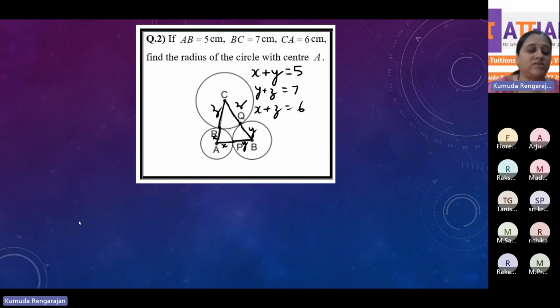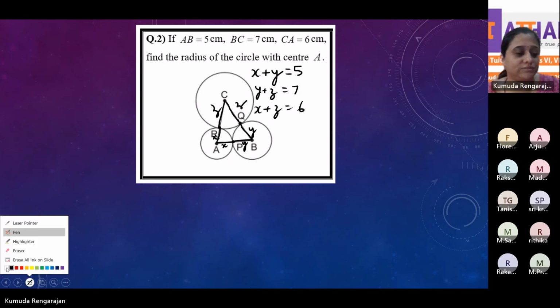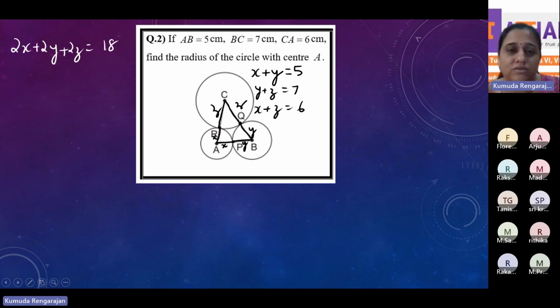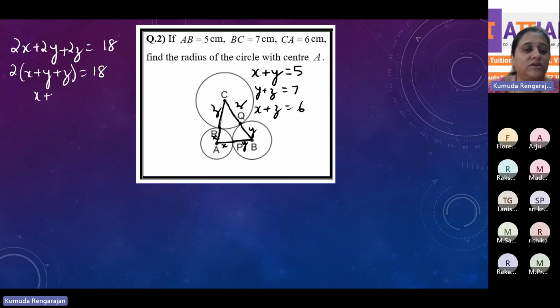So now we have constructed 3 equations. Now let's add the 3 equations. So you will get 2x plus 2y plus 2z is equal to 18. Take out 2 common. X plus y plus z is equal to 18 upon 2, which is 9.